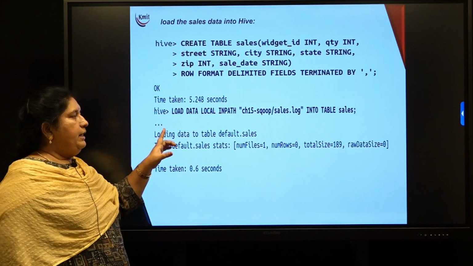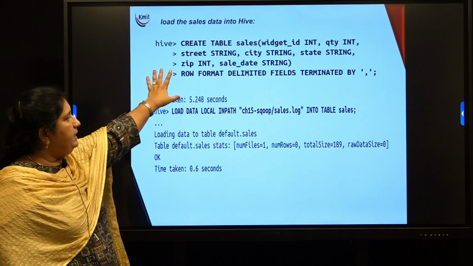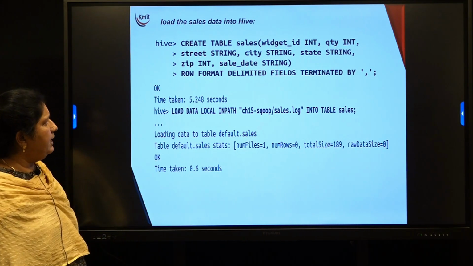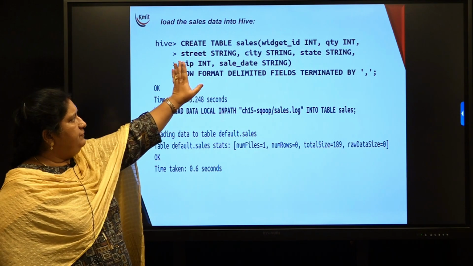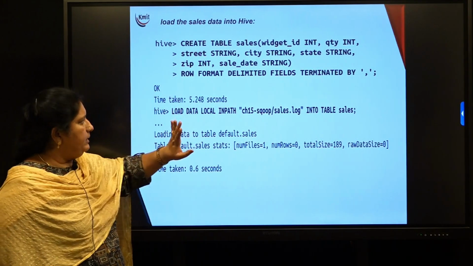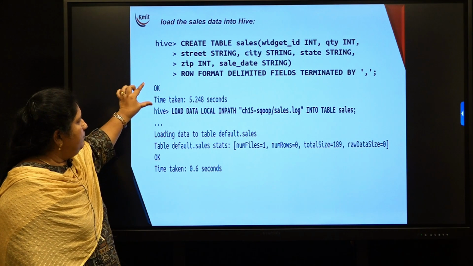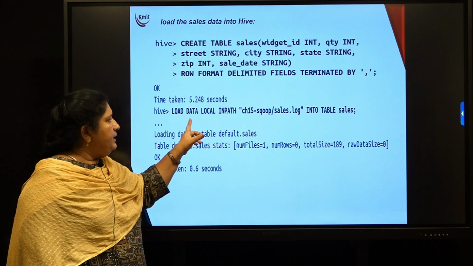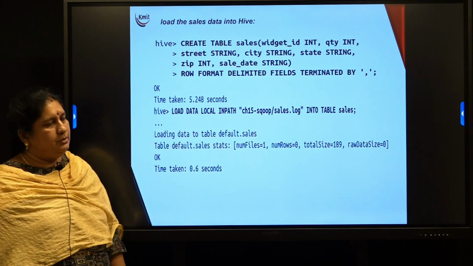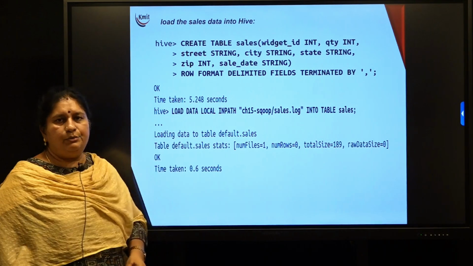Hive stores the data in the form of tables. So first let us create a table in Hive using a syntax similar to MySQL syntax, wherein we are creating a table with the attributes widget ID, quantity, address and sales date or order date. After you give this command, the table will be created. Once the table is created, whatever data we have in this particular file, we want to load it into the table called sales. So the HDFS resident data is being loaded into the Hive table.